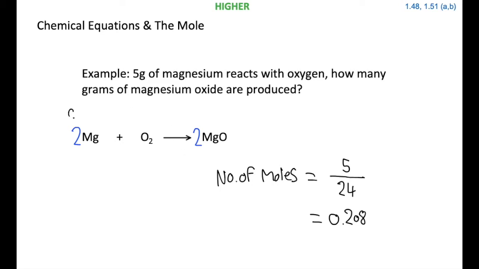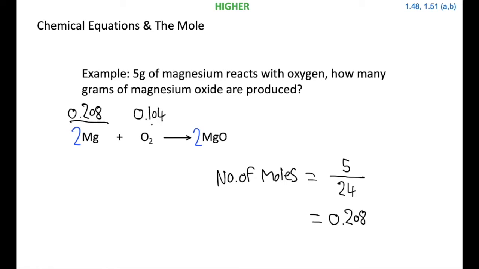Now, I'd like you to remember back to when I said that the amount of each reactant or product in an equation like this is based on a ratio. In this case, 2:1:2. So 2 moles of magnesium reacts with 1 mole of oxygen, producing 2 moles of magnesium oxide. But what if 0.208 moles of magnesium reacted? Well, that would of course mean that half the amount of oxygen molecules reacted because of the ratio, which is 0.104.